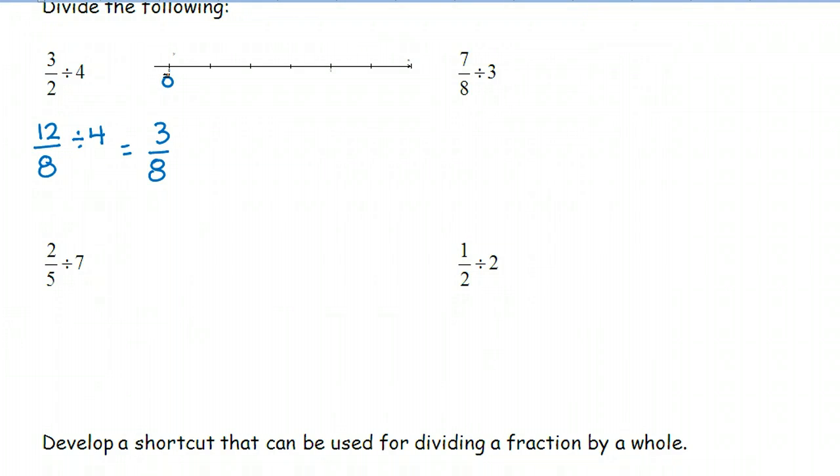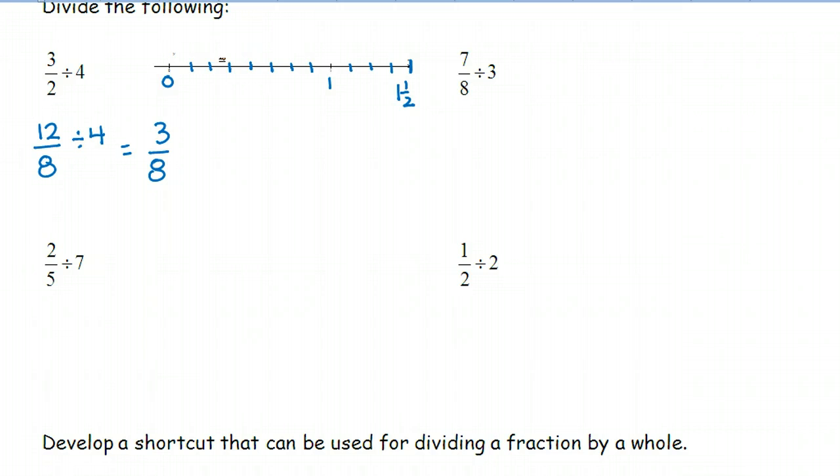On this diagram, here's 0, here's 1. So this fraction here must represent 1.5 or 3/2. Now we'd like to divide this into 4 sections. So I'm going to take every piece and divide it into 4. 1, 2, 3, 4 pieces. So now each of these sections represents 1/8.